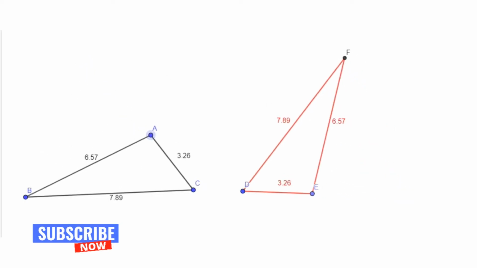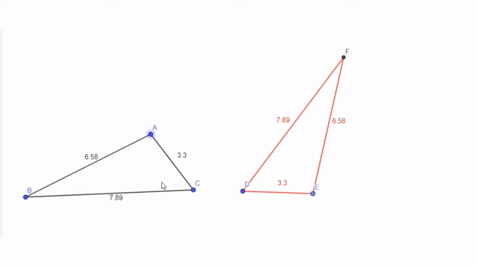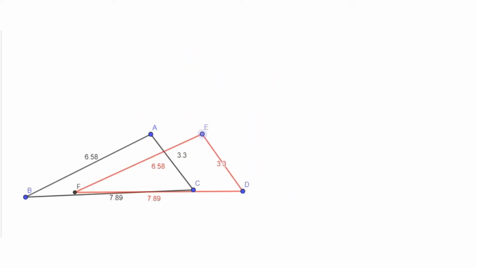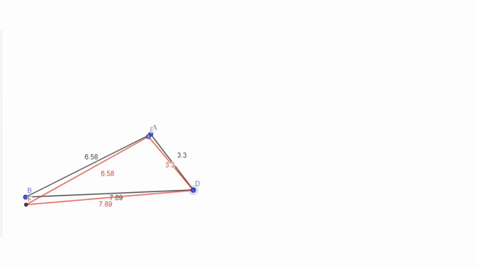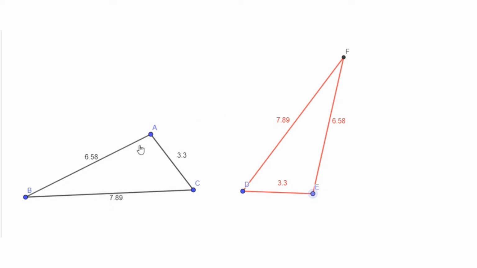Let's change the triangle. So we have got these two triangles now. Again, you see all the three sides are equal: 7.89, 7.89, 3.3, 3.3, 6.58, 6.58. Let's again rotate the figures and see if we can get them to be congruent to each other. Yes, they completely overlap each other. So these two triangles are also congruent.